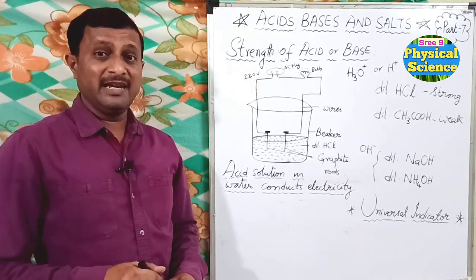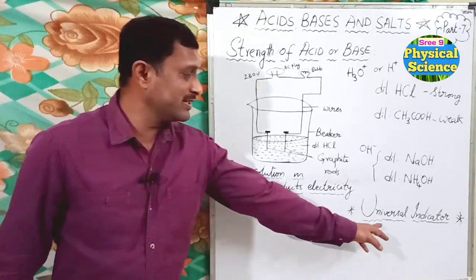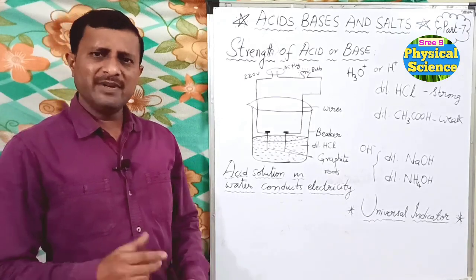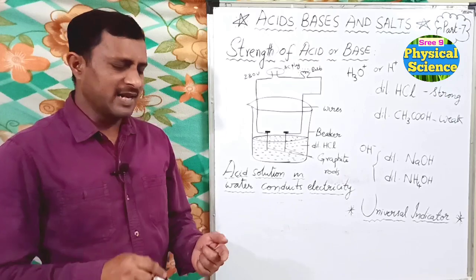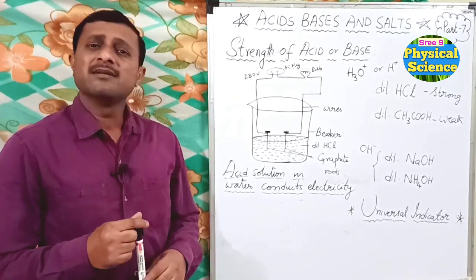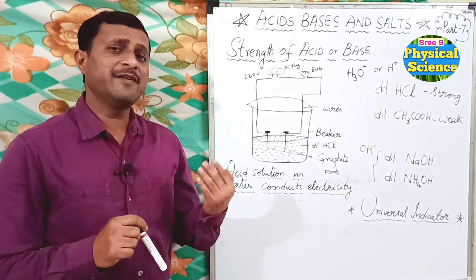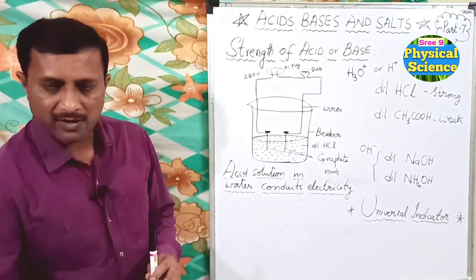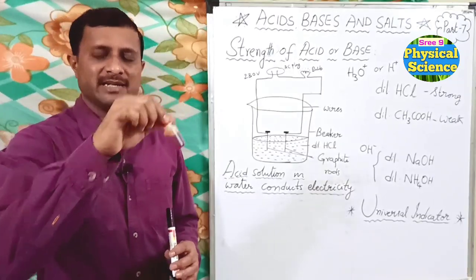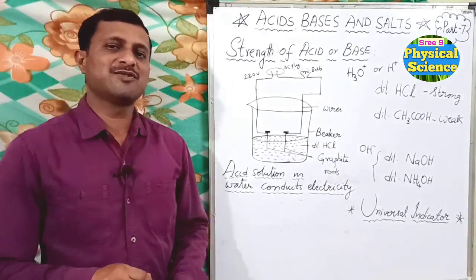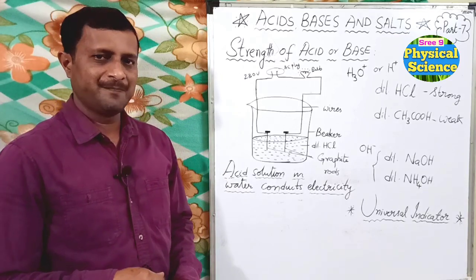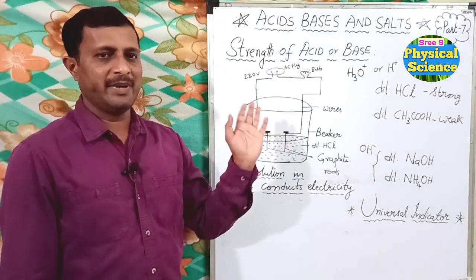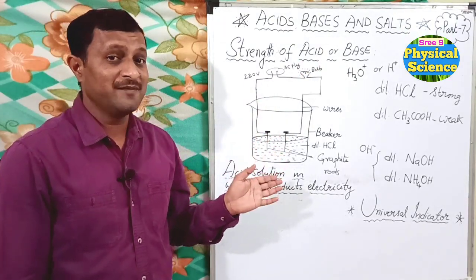Yes friends, we have seen different colors produced by universal indicator in different solutions depending on their strengths. Even we can take different acids like sulfuric acid, nitric acid and other acids. By taking them we can test them with the help of universal indicator. So from that we can decide which is strong and weak also, right? Like this we can say the strength of the acid or base depending on their production of ions.